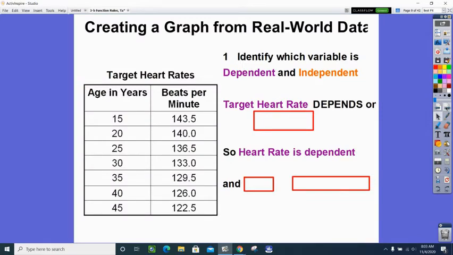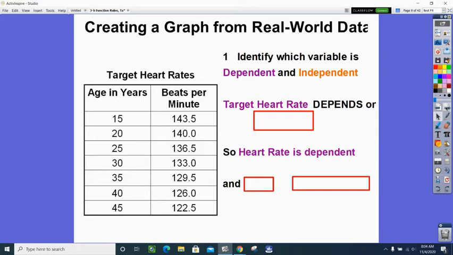So what we're going to do now is create a graph from real world data. We're going to do this on a piece of graph paper. So again, you will have that in the classroom. We're not going to use the coordinate graph paper.